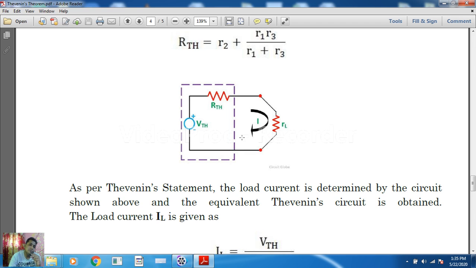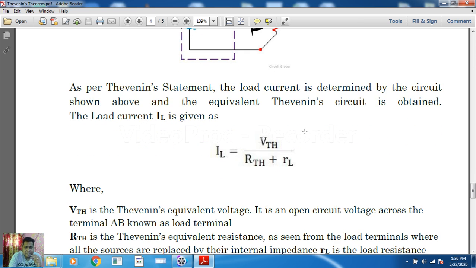Now if I ask you to find the current passing through this RL, you can easily find it. Why? Because this is a simple series loop, and in a simple series loop we can easily apply Ohm's law. What is Ohm's law? V is equal to IR. We want to find I, so I equals V by R. V here is VTH, and R here is RTH plus RL, because both are in series. So that is written here: IL is equal to VTH by RTH plus RL.